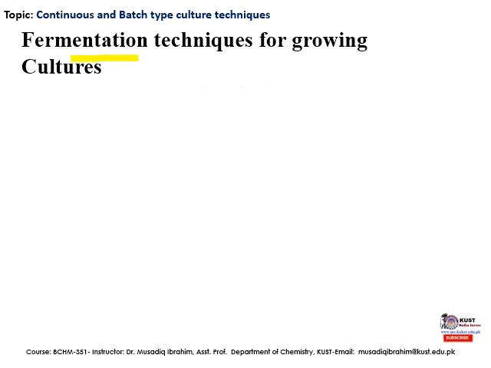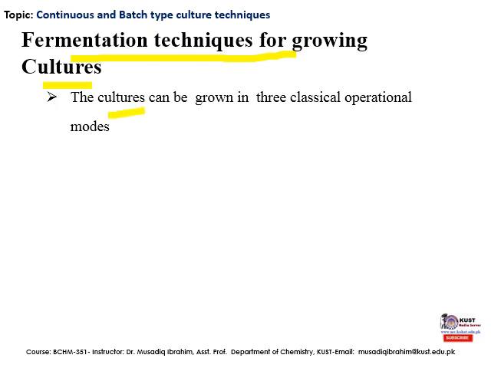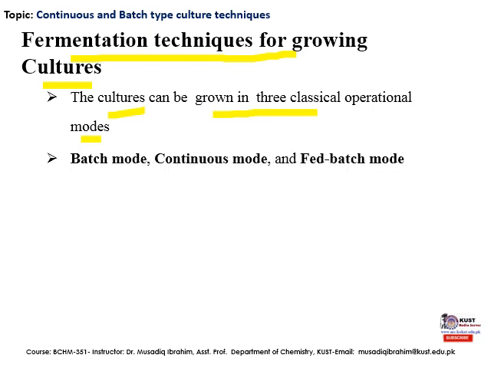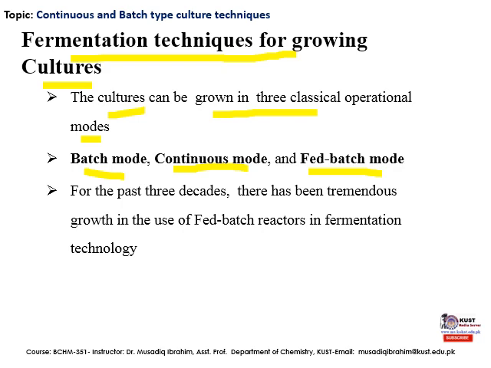Now, the fermentation techniques for growing cultures. The cultures can be grown in three classical operational modes, which are batch mode, continuous mode, and fed batch mode. For the past 3 decades, there has been a tremendous growth in the use of fed batch reactors in fermentation technology. So it means that the fed batch mode is preferred over continuous mode or batch mode in the industries.